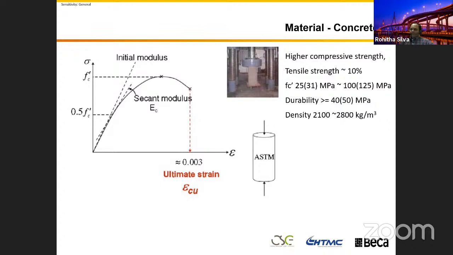Another important parameter in the bridge is the density. There's a significant variation in the density of the concrete. It varies from 2.1 tons per cubic meter to 2.8.